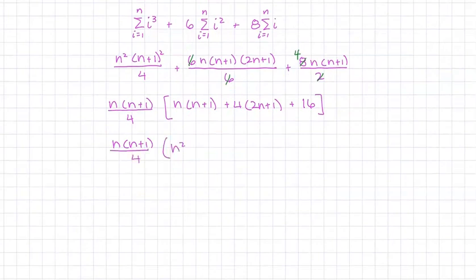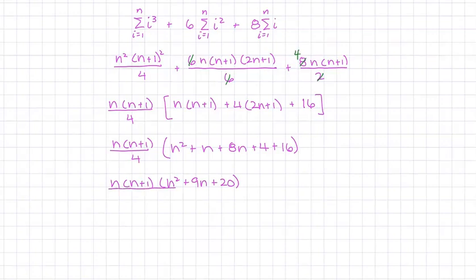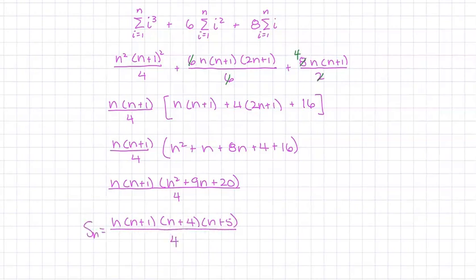So it's n squared plus n plus 8n plus 4 plus 16. Combine like terms. We have n squared plus 9n plus 20 all over 4, and that actually factors to (n plus 4)(n plus 5). And so there's my formula for S sub n.